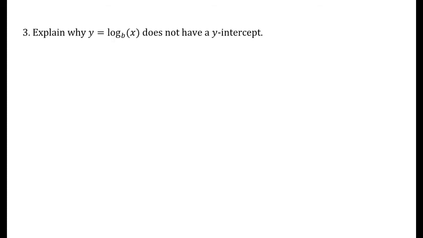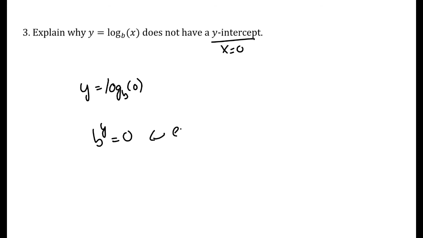Explain why this function does not have a y-intercept. So, for this to have a y-intercept, that means x equals 0. So what's y if y equals log base b of 0? This would say b to the 0, base to the exponent, equals 0. And we know exponentials never equal 0, never output 0.